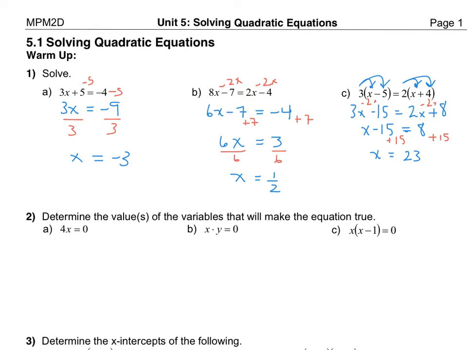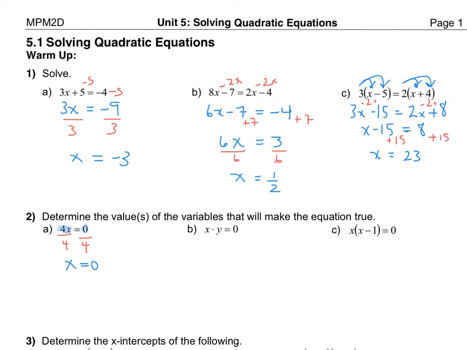For question number 2, what I have is 4 times a variable equals 0. To get the variable by itself, I could divide both sides by 4, and 0 divided by 4 is still 0, so x equals 0. But if you think about that, it says 4 times some number, so 4 times x, 4 times some number has to give you an answer of 0.